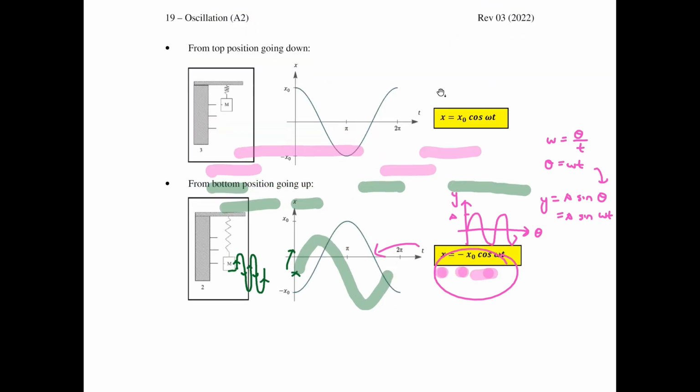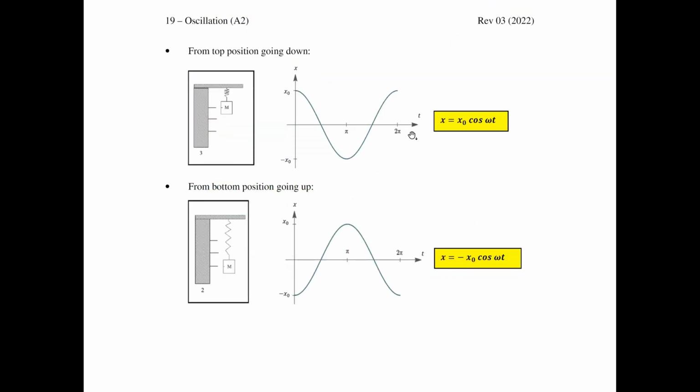There will be some other cases also, where it could be that your mass was from the top position going down like this. So it started here, went down, went up, and then went back down again in this manner. Okay, so you started at the top position, you went down, you're going to get a cosine graph. So this one will be x equals x naught cos omega t. Your x naught here is actually your amplitude, okay?